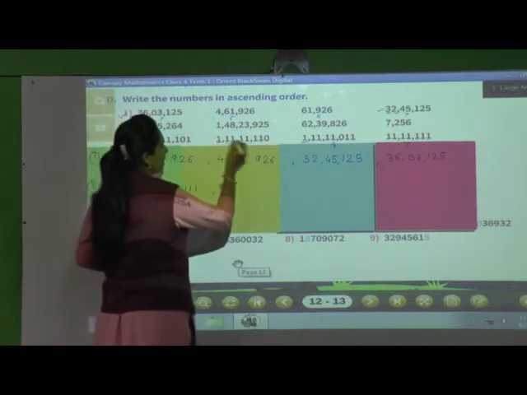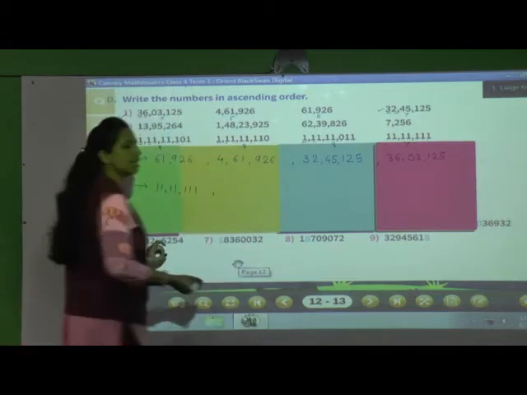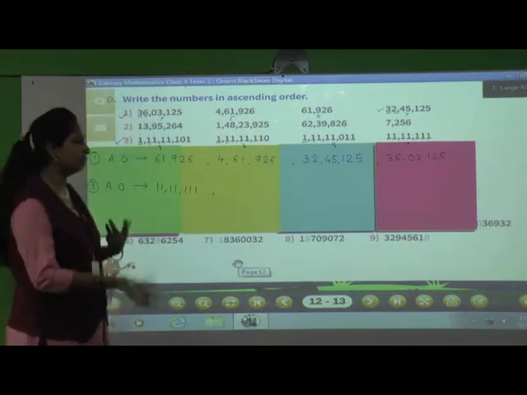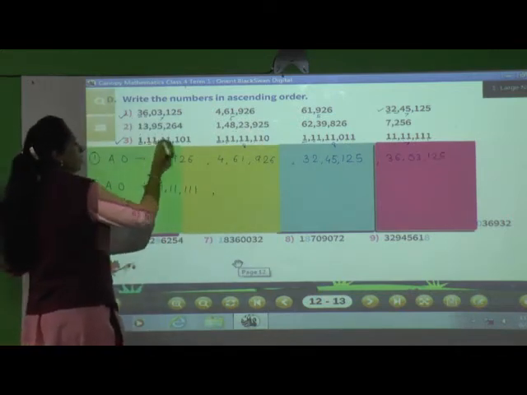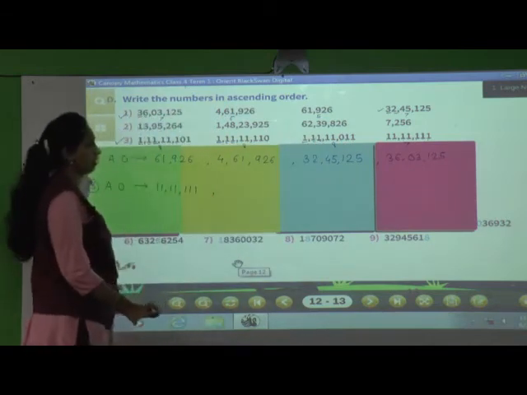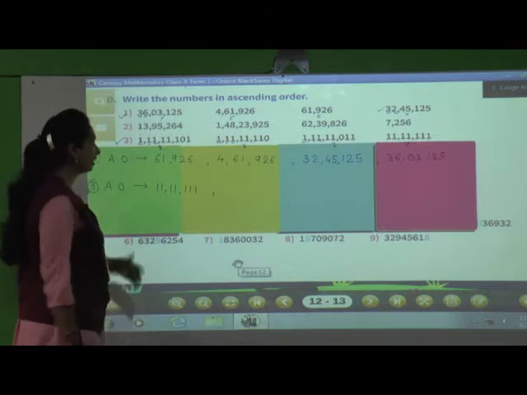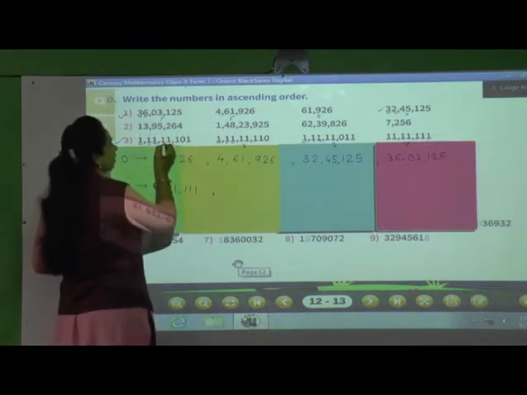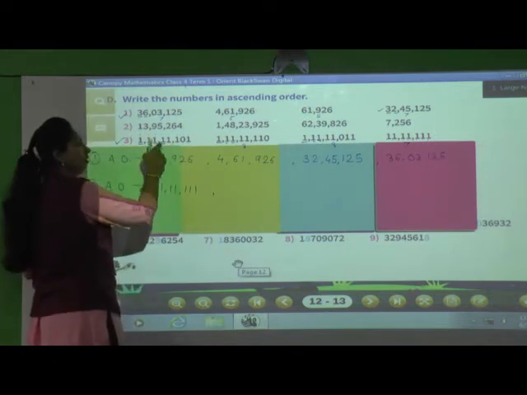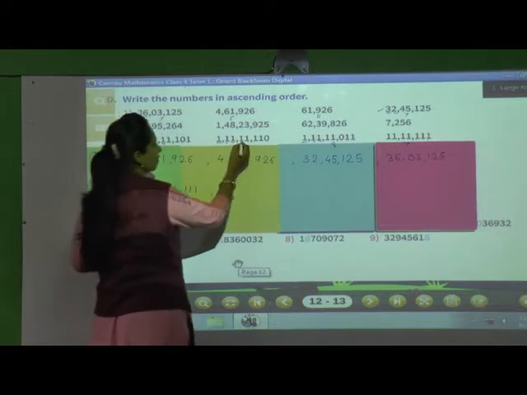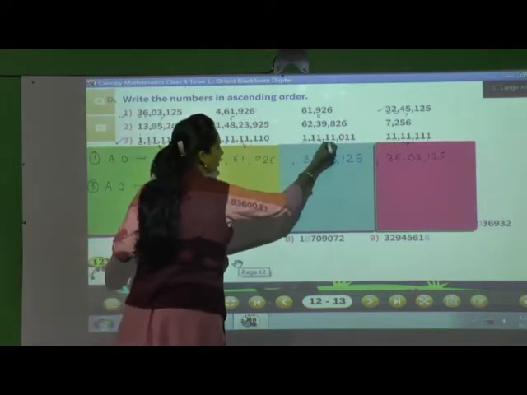See, in the 10 lakhs place, what is there? Again same, 1, 1, 1. Again go with the next number, 1, 1, 1. Again the same number is there. Okay. Now in that case, again what do we have to do? We have to go with the next number in the 10,000 place. You can see in the 10,000 place also 1 is there. Here also 1. Here also 1.